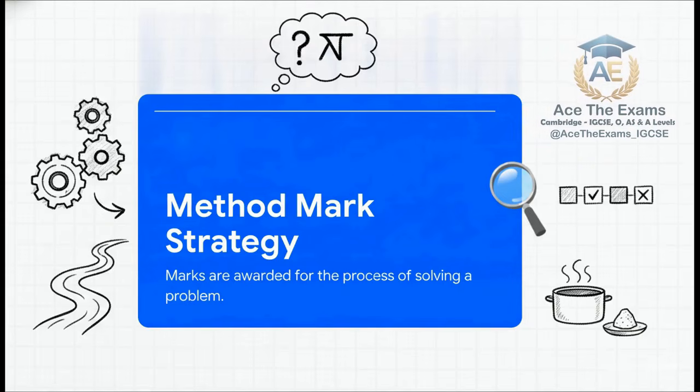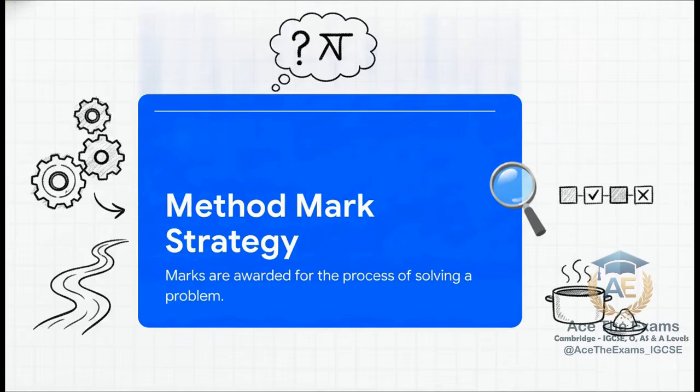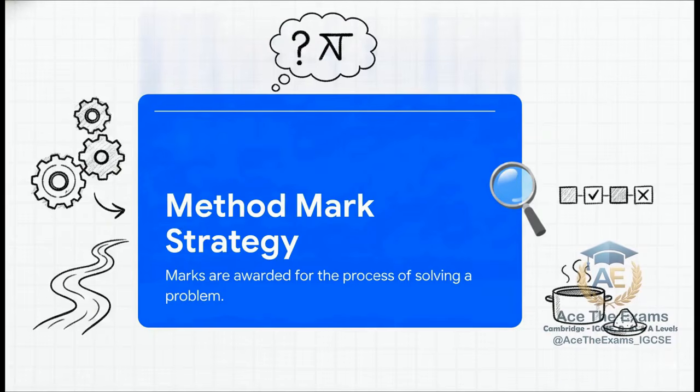The examiner can and will award method marks for the procedural framework. You are essentially proving to the examiner that you know how to cook the dish perfectly, even if you accidentally dropped a tiny pinch of extra salt at the very end. That is the blueprint for math success.